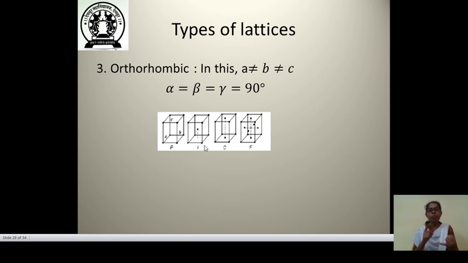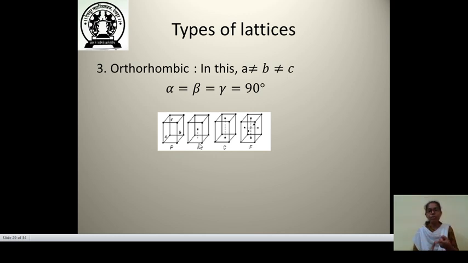Means it is simple cubic or body centered or face centered or all other. Like that, it is classified as P, I, F. This is about the orthorhombic crystal system. For orthorhombic, A is not equal to B, B is not equal to C, and the angles between these three vectors, alpha, beta and gamma, are 90 degrees.